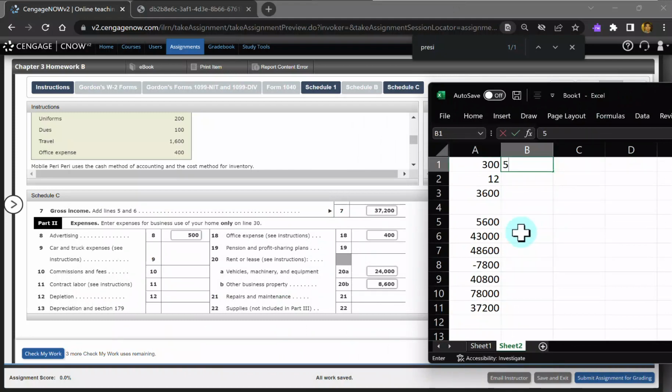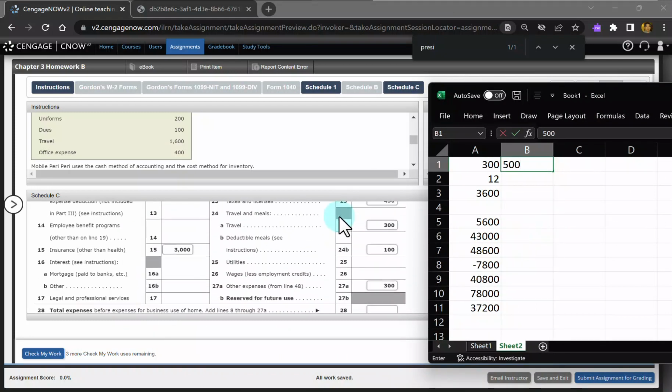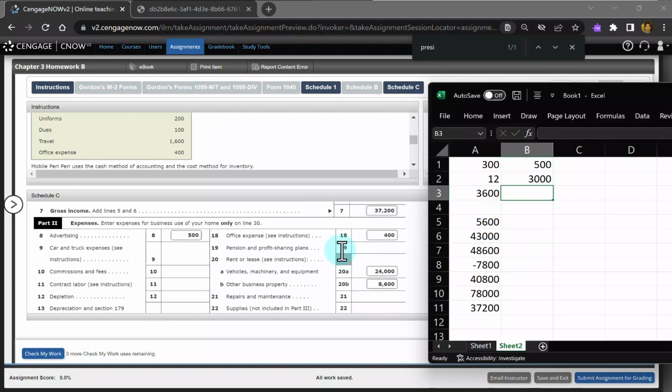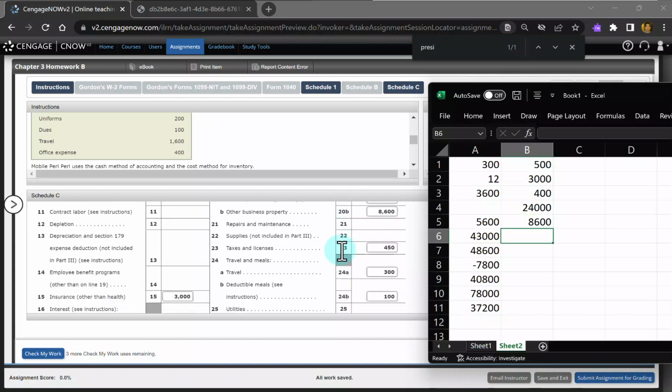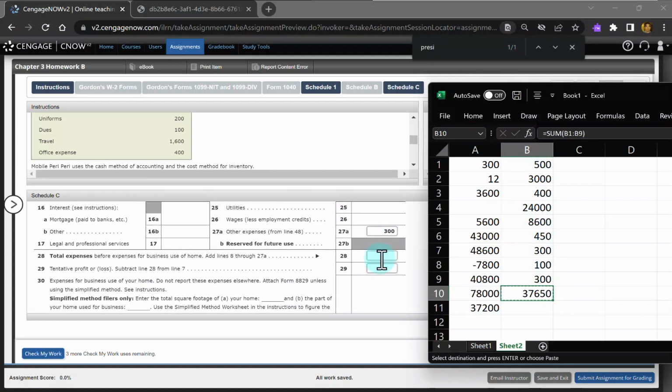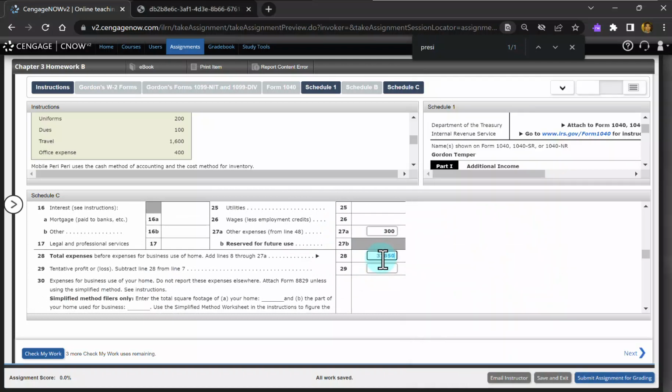So that's 500 advertising, 3,000 insurance, 400 office expense, 24,000 rent for the truck, 8,600 for rent for the office, 450 for the license, 300 for travel, 100 for meals, and 300 for other. 37,650.